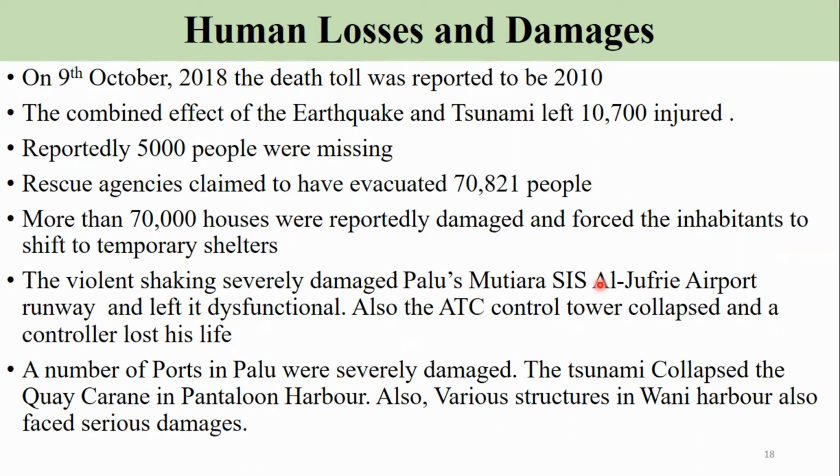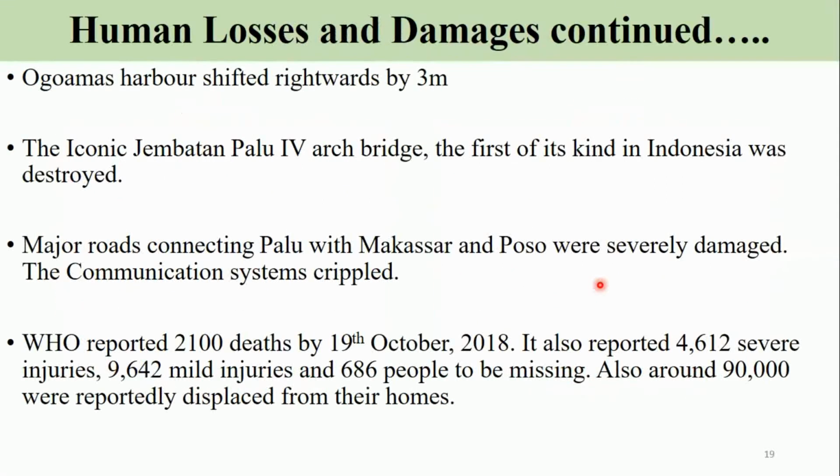A lot of ports in Palu also suffered severe damage. Guamas Harbor got shifted rightwards by 3 meters. Jumbo and Palu Bridge collapsed completely. Major roads and telecommunication networks also collapsed. WHO reported 2,100 deaths by the 19th of October, and also a lot of severe injuries. The tsunami also caused a lot of bacterial infections as well.